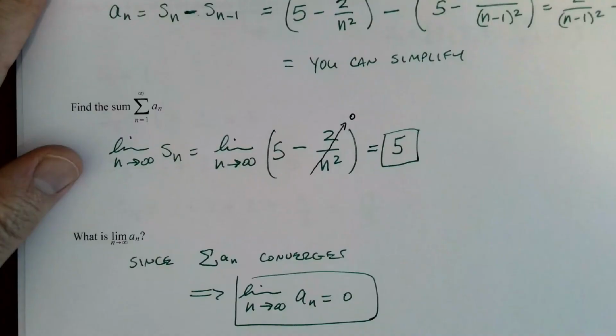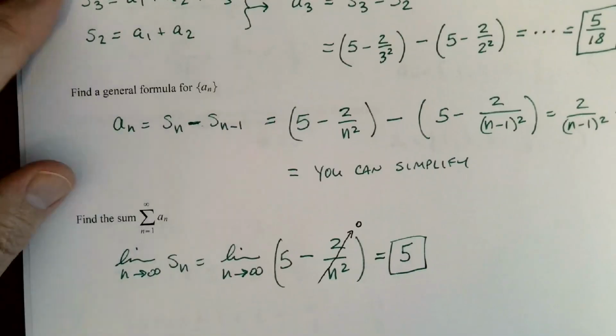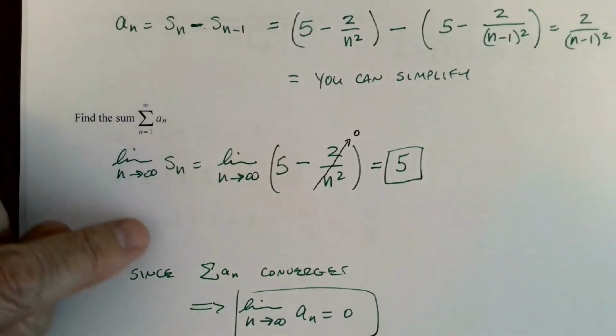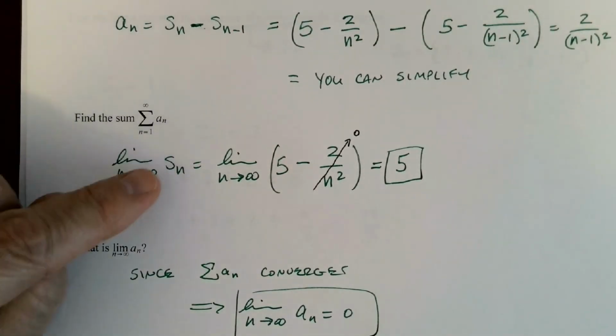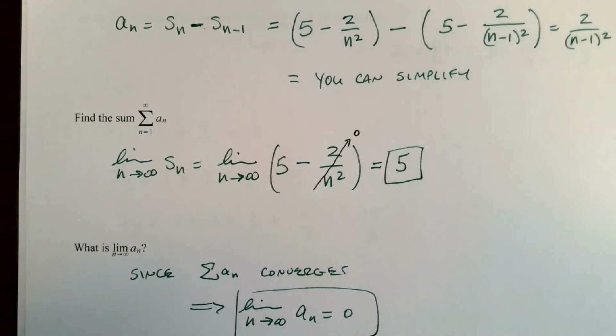Okay, you're going to need to really think about these things and get these connections between a series and its two sequences, the sequence of terms we're adding up and the sequence of partial sums. And what's the connection between these?